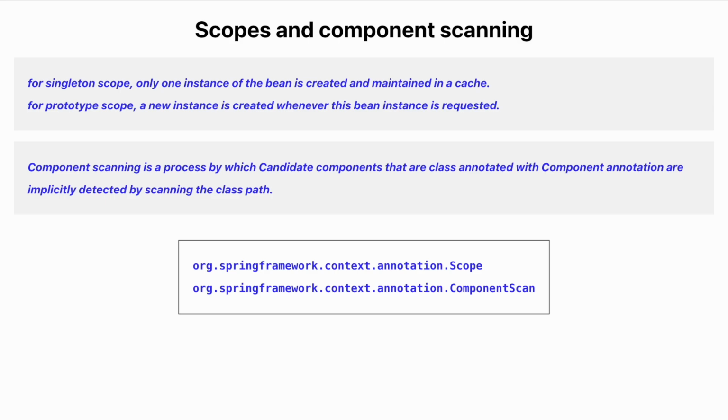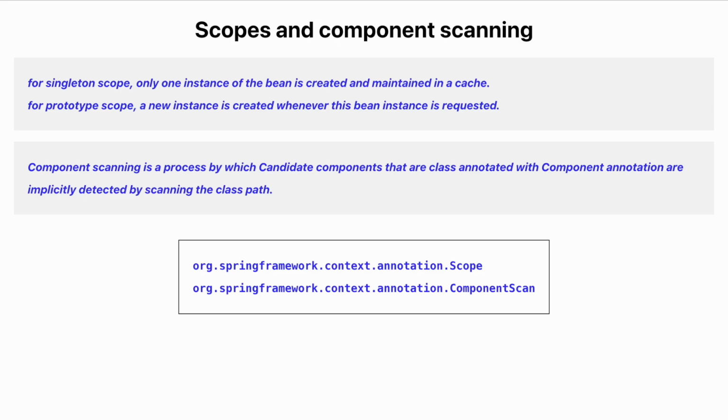Component scanning. Candidate components are classes annotated with component annotation and are implicitly detected by scanning the class path. Instead of manually adding every bean definition, we can let Spring add bean definitions automatically through class path scanning by providing the base package name.